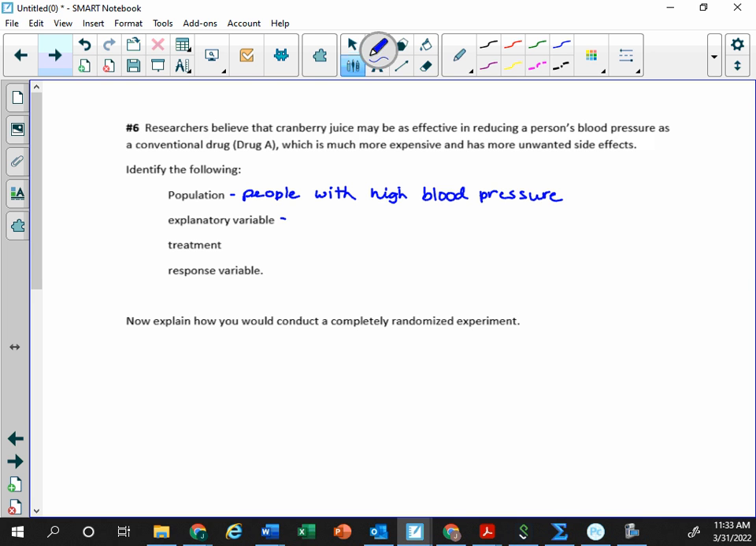We're going to come back to the explanatory variable because I think that's the hardest one for you to identify. What are the treatments that are going to be used in this experiment? What do you think of? Yep, cranberry juice and drug A.